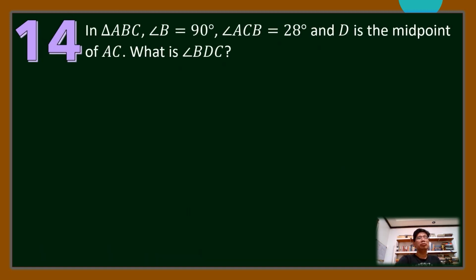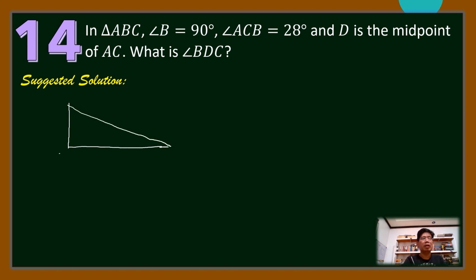Number 14. In triangle ABC, angle B is 90 degrees and angle ACB is 28 degrees. D is the midpoint of AC. What is angle BDC? Here is our solution. We have triangle ABC and angle B is 90 degrees. We have angle C equals 28 degrees.